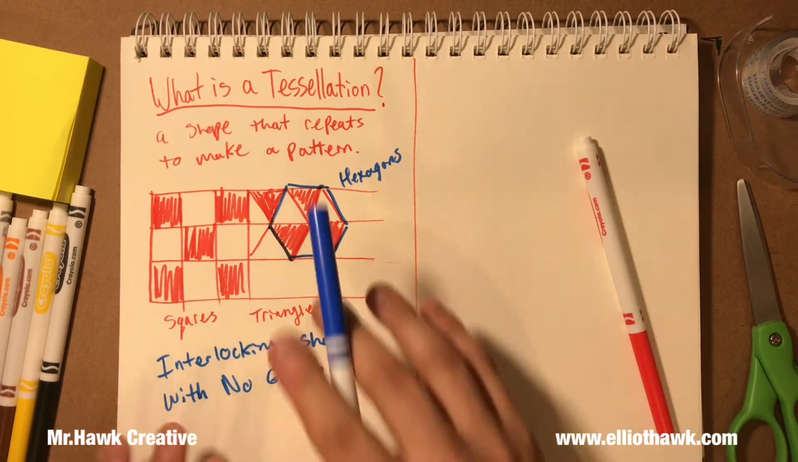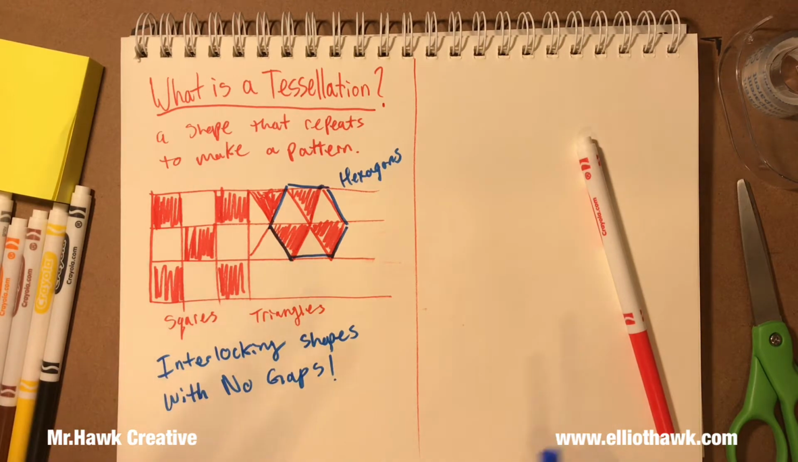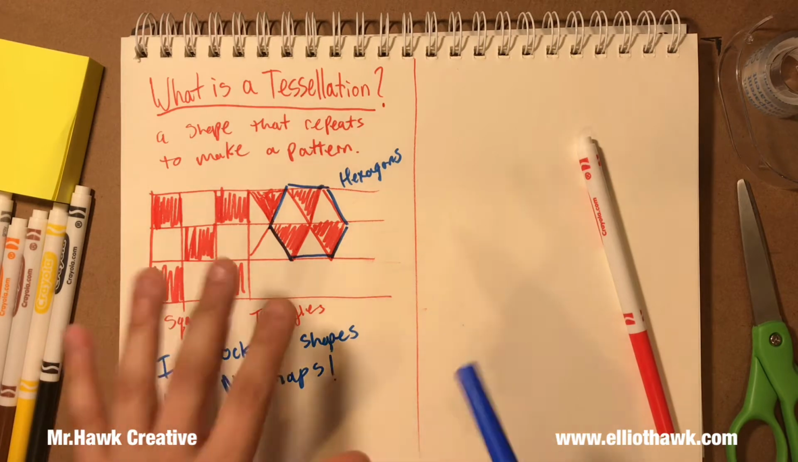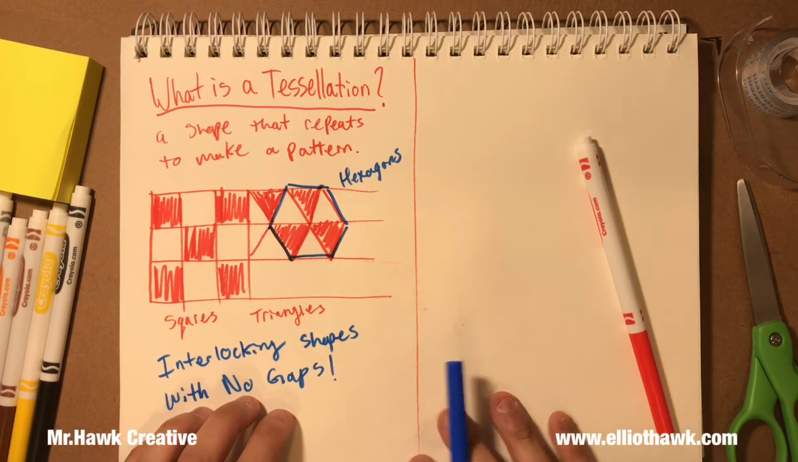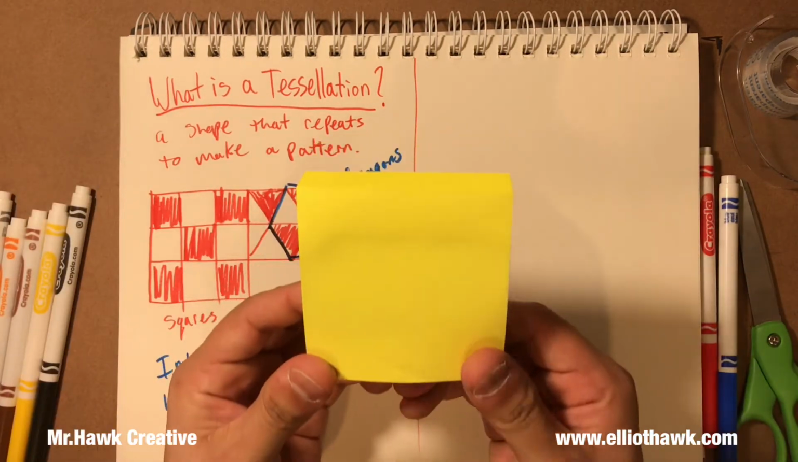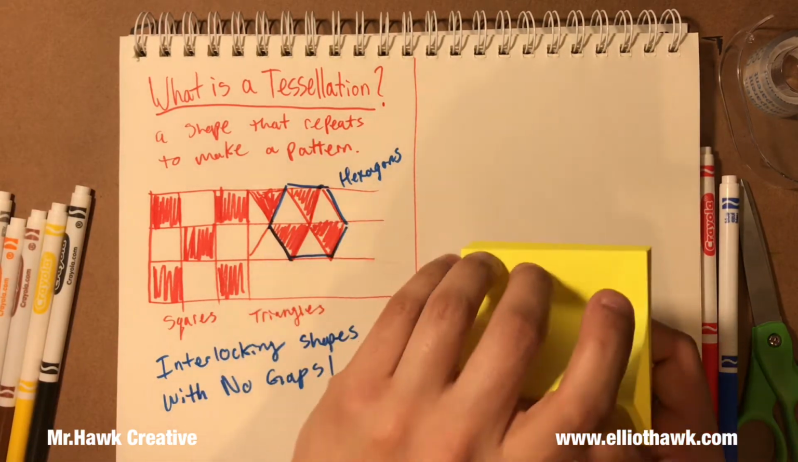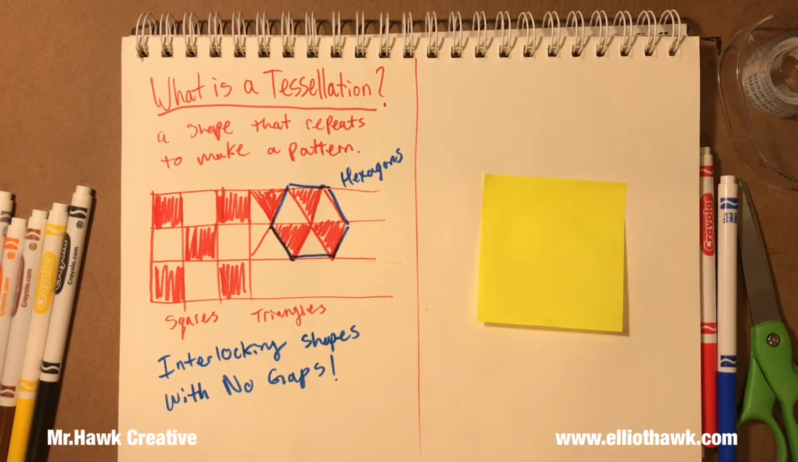So, how do we make tessellations and these interlocking shapes with no gaps? How does this all relate to M.C. Escher and making some cool, interesting patterns and tessellations? Well, that's what we're going to do right here. So go ahead and grab a post-it note. Just a single one, doesn't matter. And just plop that down right there so we can see it.